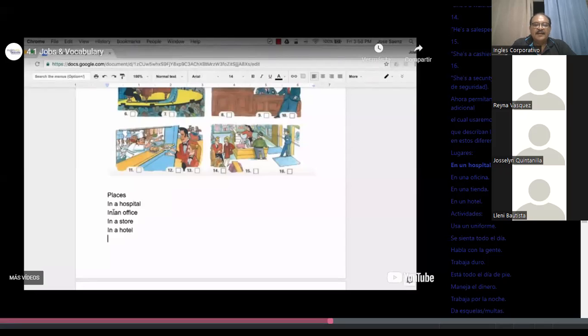Where can we find a musician? What place? In the pasarela. ¿Cómo se dice? Pasarela. En concursos de belleza. A musician. Un músico.